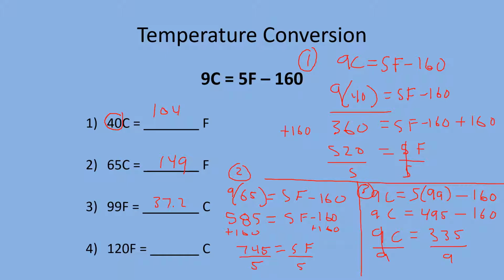All right, one more. Let's do number 4 up here. So this time we have 9C equals 5 times 120 minus 160. 9C equals 600 minus 160. 440, and then we divide both sides by 9. You get 48.88888. You'd do 48. Alright, that's enough. So, just one equation. Just learn how to plug and chug either way.